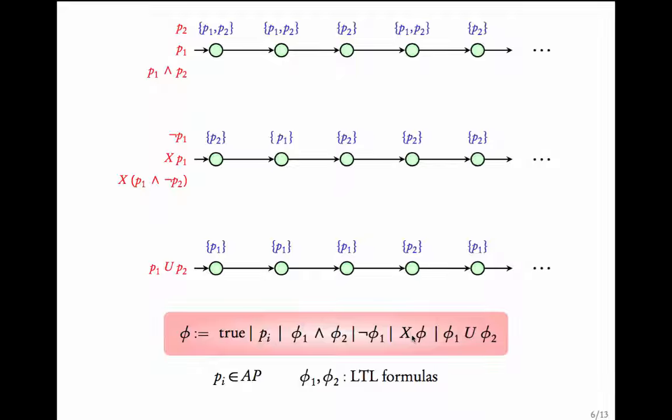For example, X of P1 until P2. In particular, here X of P1 until P2 is true because from the next step, in this step, is P1 until P2 true? Yes, because P1, P1 and P2. So you can even ask for X of P1 until X of P2. Things like this. You can keep nesting X's and U's and nots and ands using this grammar. Okay?